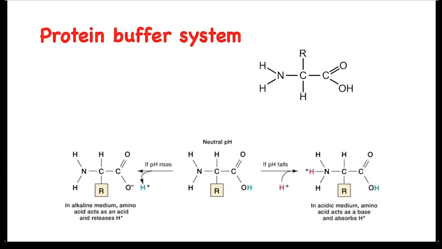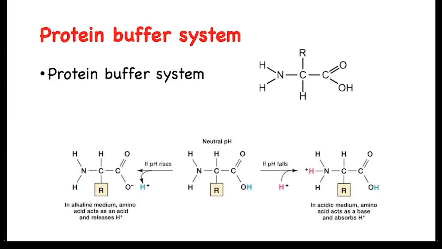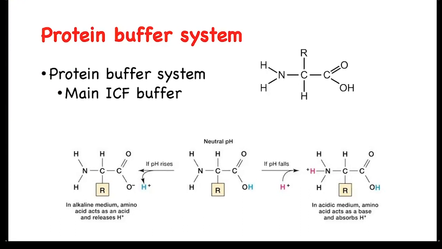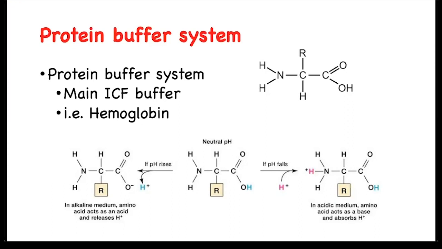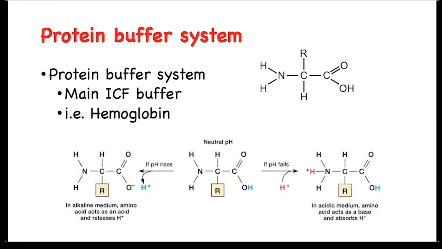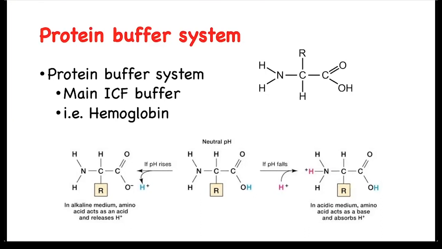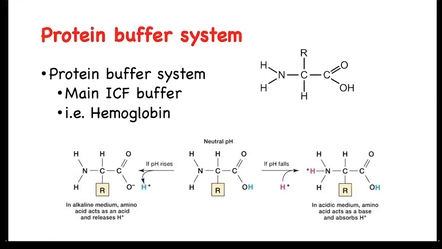The third buffer system is the protein buffer system. This buffer system is the main intracellular buffer system, and the most important of the proteins is hemoglobin. About 60 to 70% of the total chemical buffering of the body fluids happens inside the cells. And hemoglobin is a very good buffer system. Let's look at how this happens.